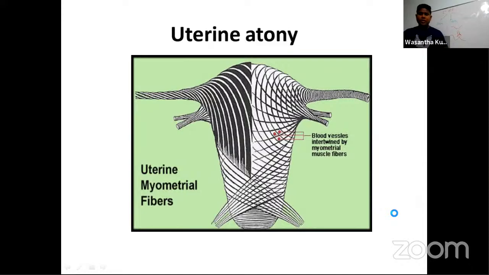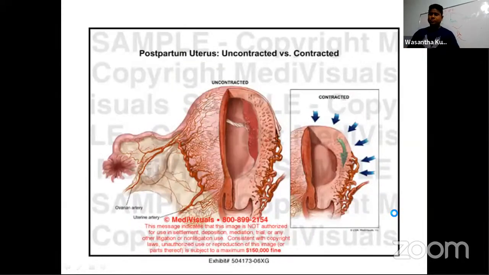Trauma. What are the other causes? Other causes like bleeding disorders. Patient would have been on heparin, aspirin, maybe dengue. All these conditions can lead to coagulation defects, and as a result, patient can have bleeding. In this picture, you can compare on your left-hand side when the uterus is not contracted, the amount of blood supply to the uterus. But when it is contracted, hardly any blood supply to the muscle, and thereby you can stop bleeding.